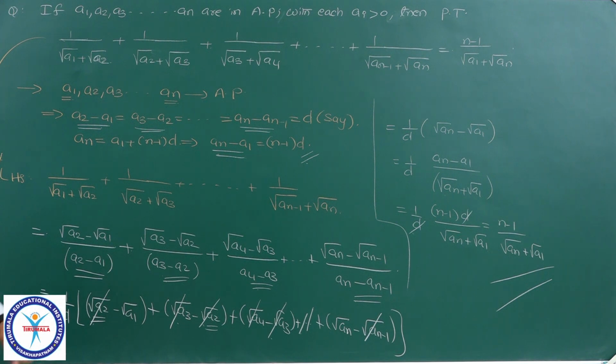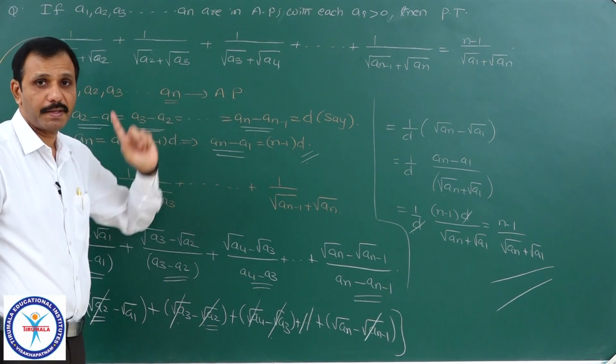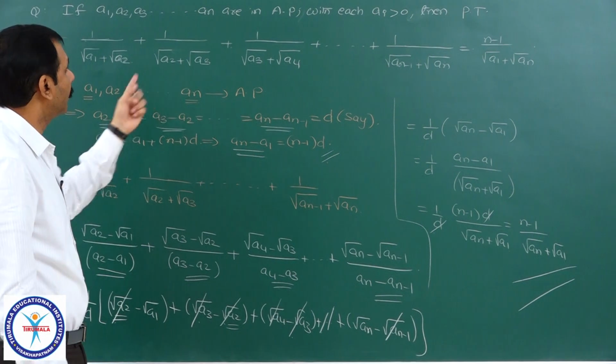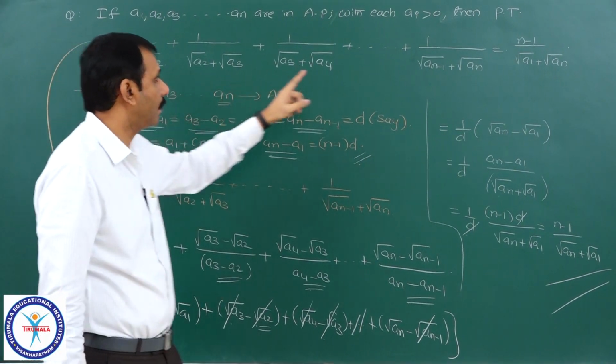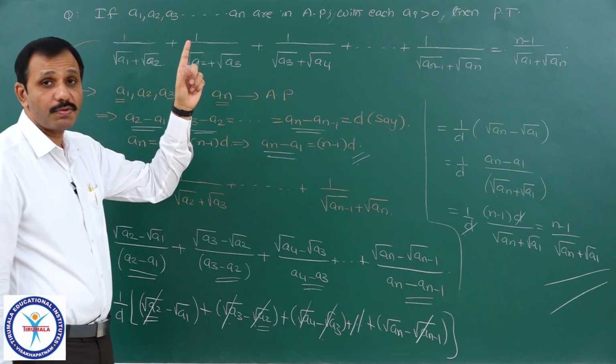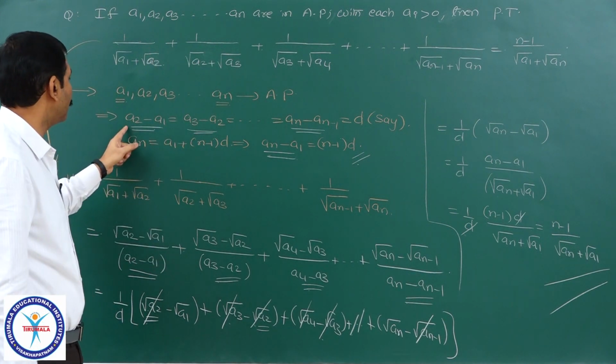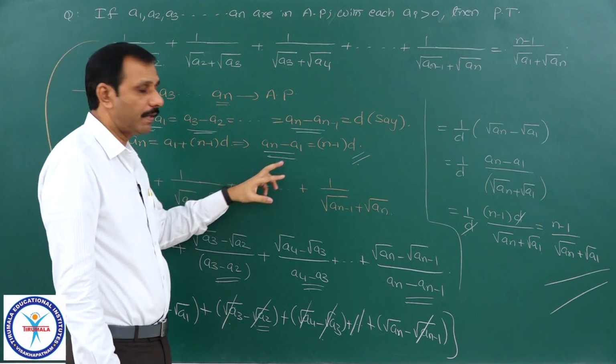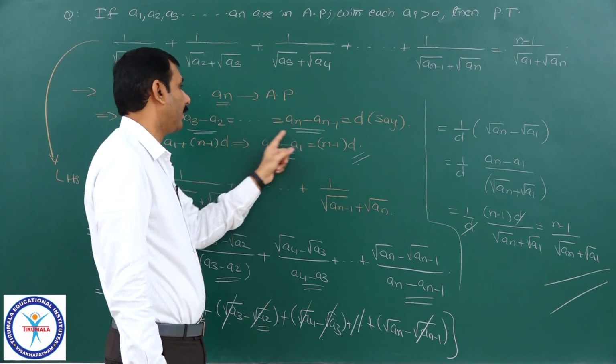Once again you see, a1, a2 and so on, an are in AP, with each term greater than 0, then show that this is equal to (n minus 1) by root a1 plus root an. Because a1, a2 and so on, an are in AP, yes, we know second term minus first term, the difference between two consecutive terms in one direction, if I take it, is equal to d.